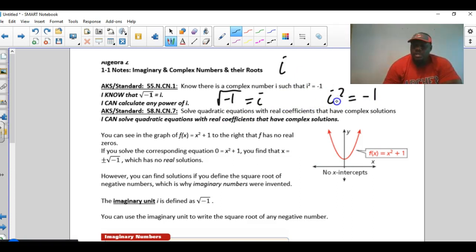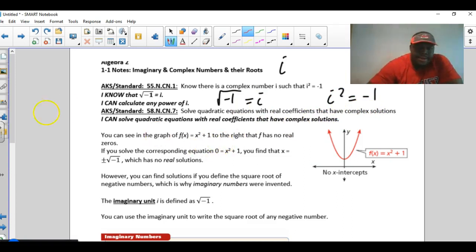The math behind it is really simple. If I take the square root of i squared, the square and the square root would cancel, and I'm left with i. So that's neither here nor there. What you want to do is learn that the square root of -1 is i, and also i squared is -1.